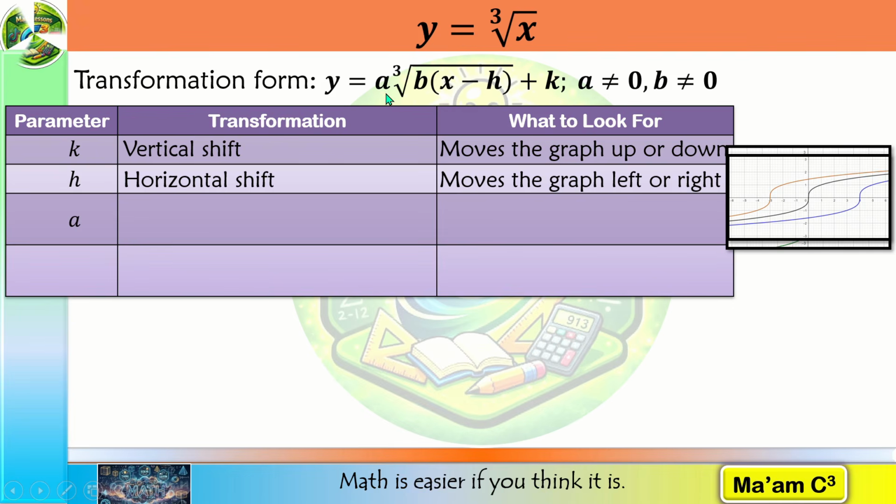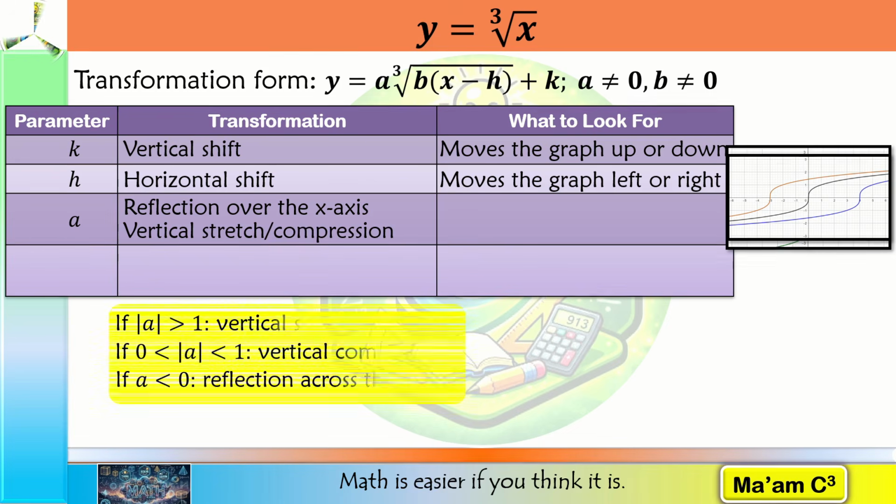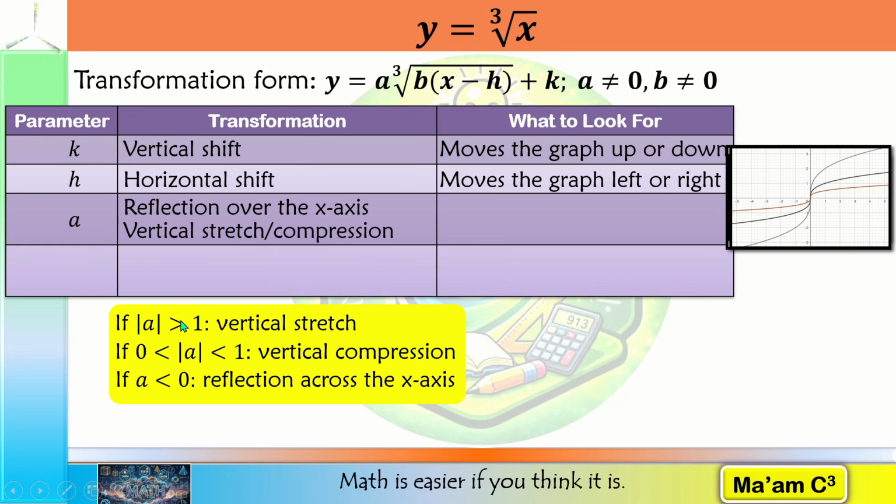Next parameter is a. It shows us reflection over the x-axis as well as the vertical stretch and compression. I hope you still remember important details about a. Let's recall our graph earlier. So if the absolute value of a is greater than 1, recall that I placed 2 here. What happened to the graph? It produces the green graph. The graph becomes steeper. It was vertically stretched. When I place 1/2 instead, it produces the red graph. So the graph becomes flatter. There was a vertical compression.